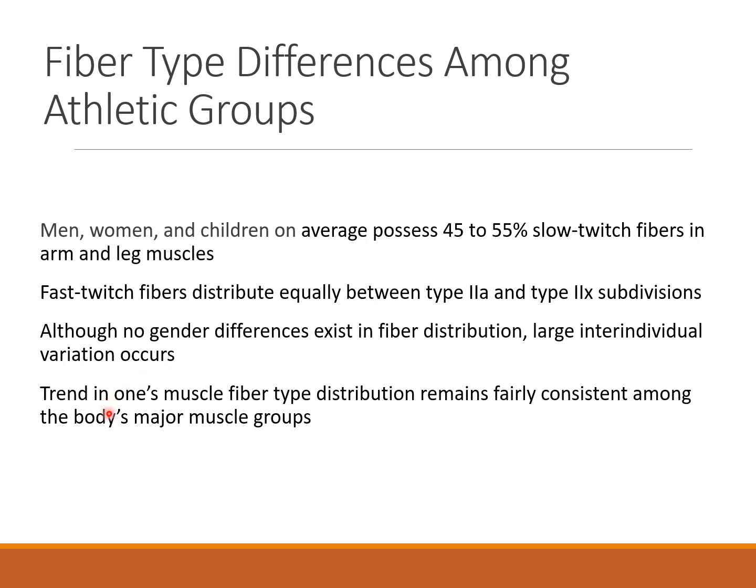And finally, a trend in muscle fiber type distribution remains fairly consistent among the body's major muscle groups. So if you are a sprinter and you train and you have more type 2 muscle fibers, your body's going to adapt to that consistently throughout your body. So you're not going to get these huge differences between your arms and your legs, for example. You're going to get that change throughout your entire system.